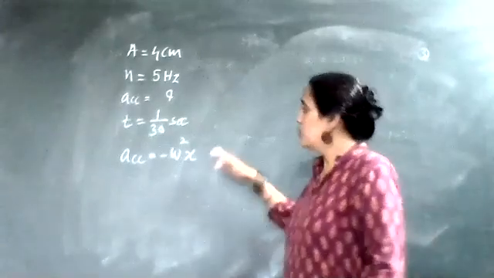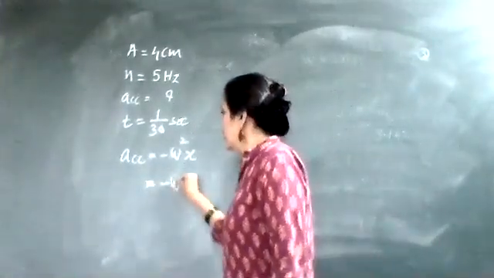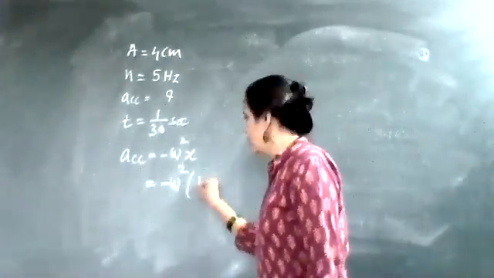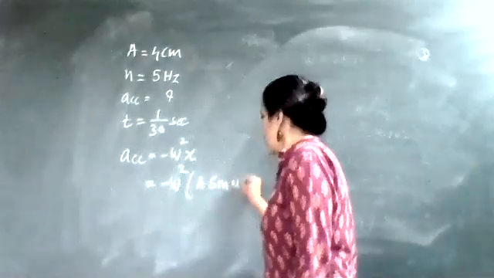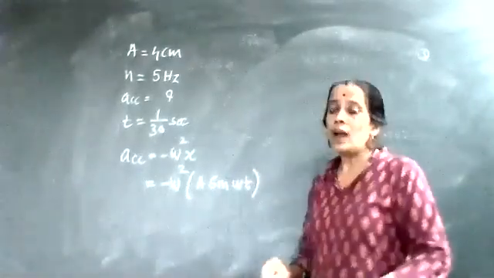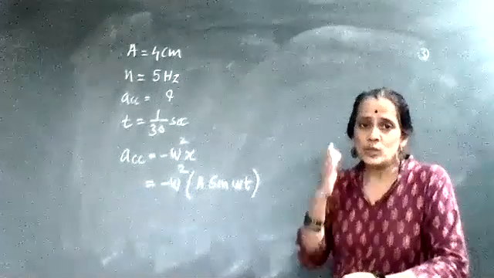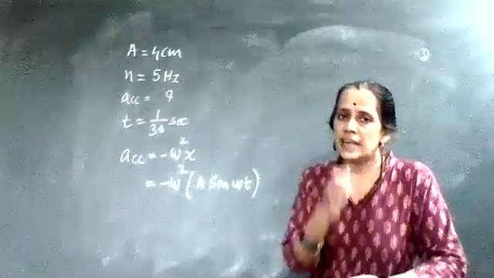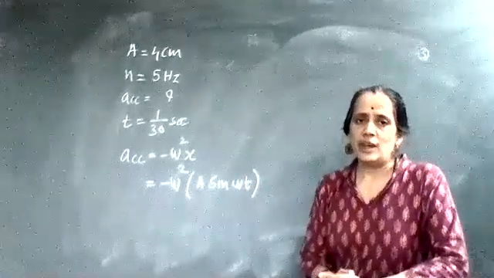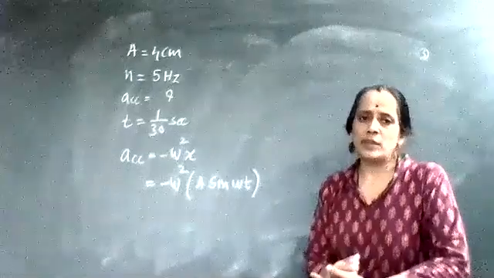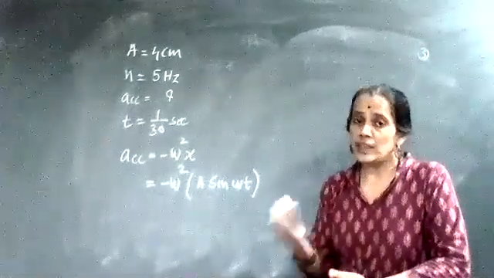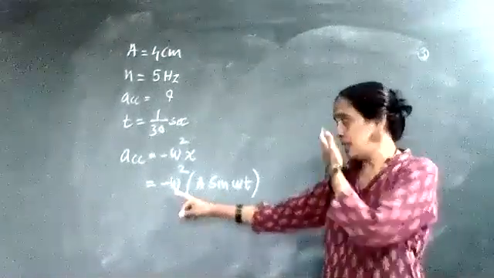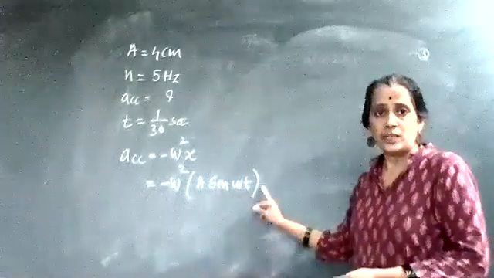Got it? So what I will do now here? I will write the displacement equation. What is the displacement equation? Displacement x is equal to a sine omega t. Why will I write only omega t? Because your particle is passing through the mean position. This particle has started its motion from the mean position. And when a particle starts its motion from the mean position, phi is equal to 0. Phase angle is 0. Therefore, I am getting acceleration is equal to minus omega square a sine omega t.